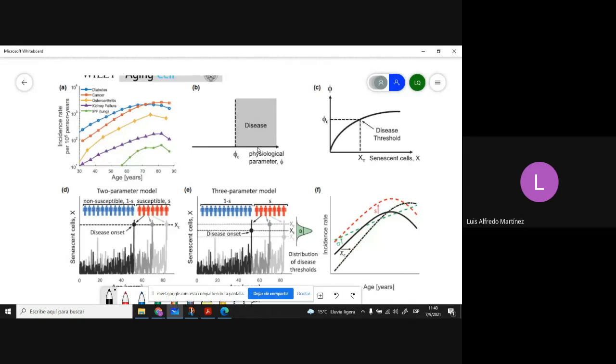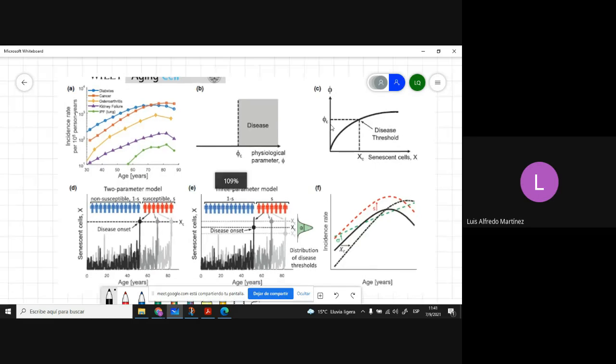In figure B, phi sub C is a physiological parameter that discriminates between the health state and the disease state. And at the same time, this parameter is in relationship with senescent cells or aging cells. X sub C is the number of the senescent cells. And for one value of senescent cells, the physiological parameter phi adopts one value, the critical value. P sub C is the critical value.